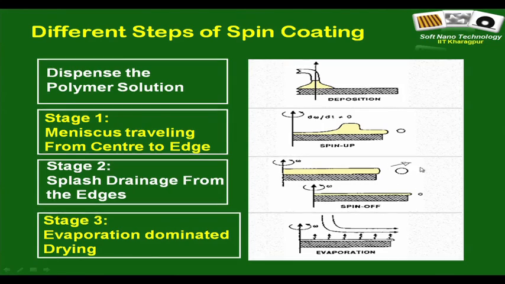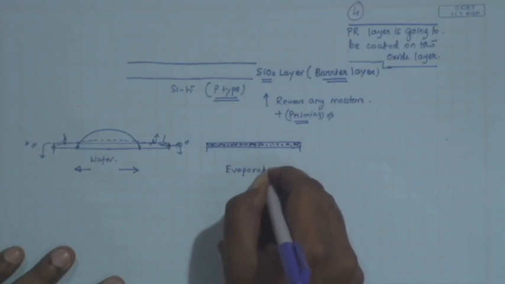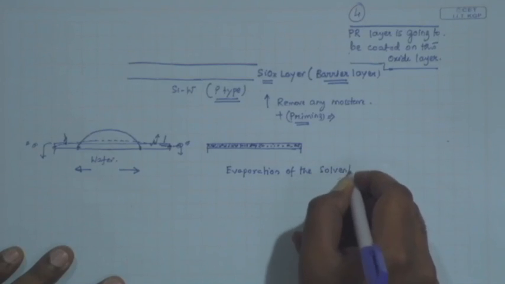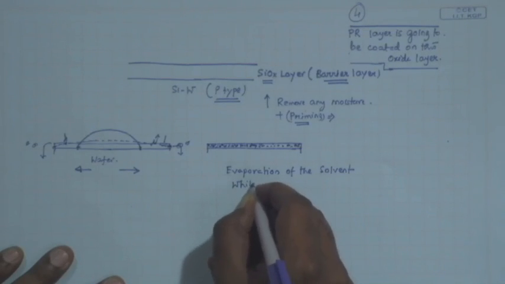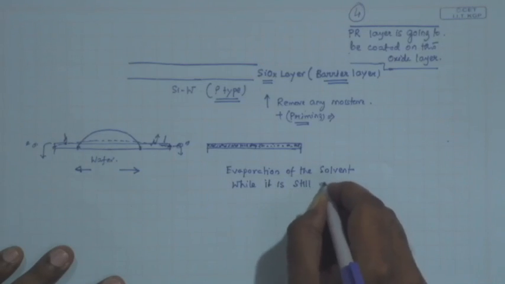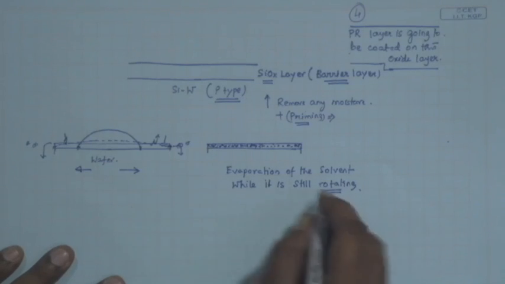You can see that some portion of the solution is thrown out. Often this is referred to as the splash drainage or the splashing phenomena, and then towards the later stage of spin coating, it is entirely dominated by evaporation. The very important thing is the evaporation of the solvent while it is still rotating, and as a result the solvent goes away.